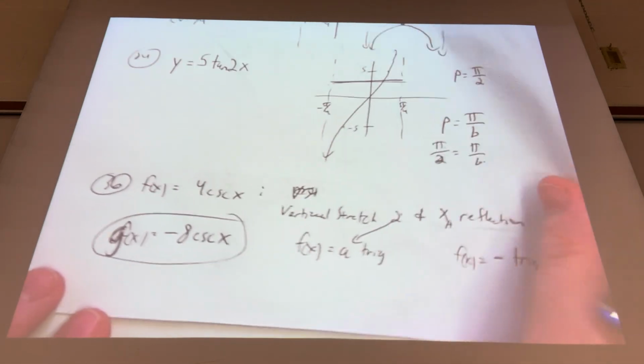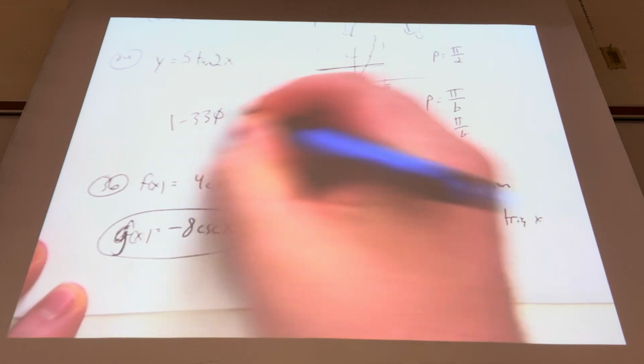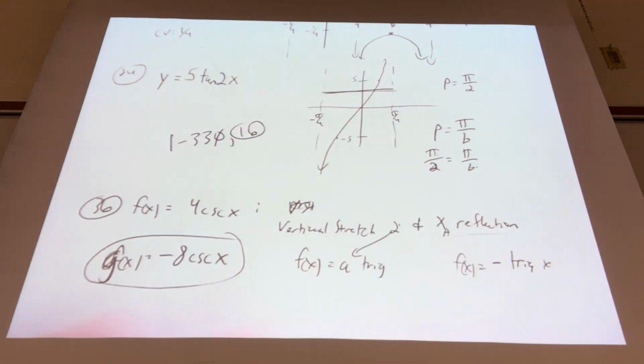Okay? So homework! 1 through 33 odd. 16 will be the one I'm going to grade. So 1 through 33 odd, 16 will be the one I'm going to grade.